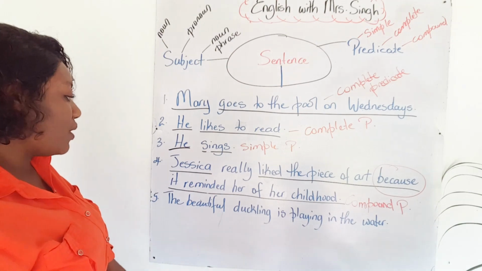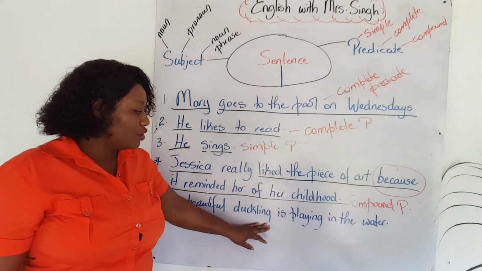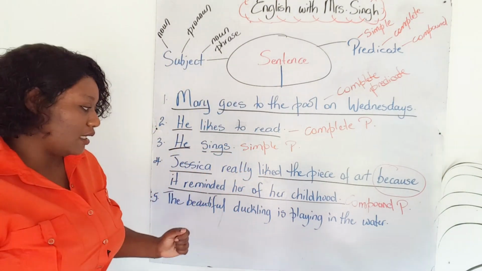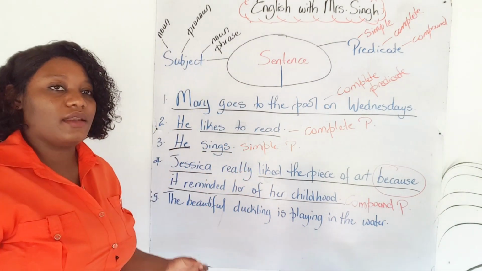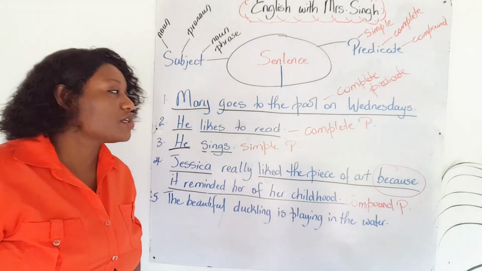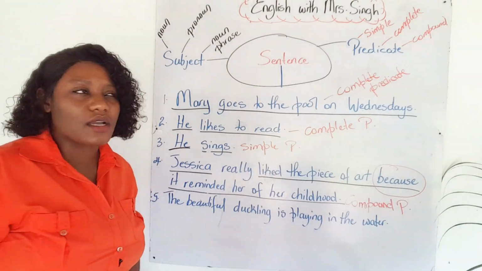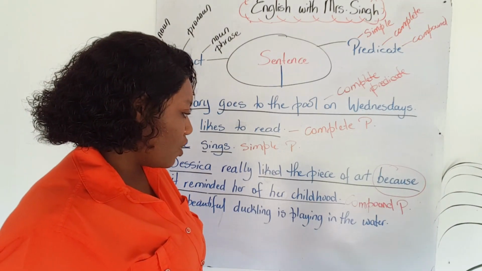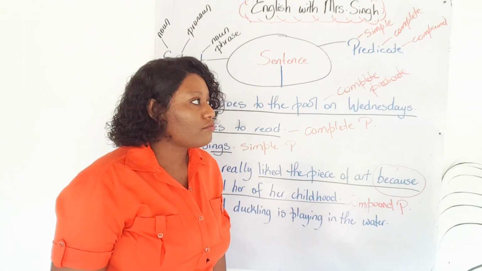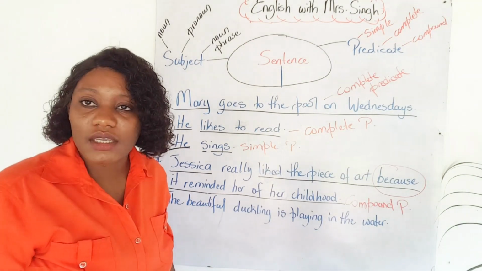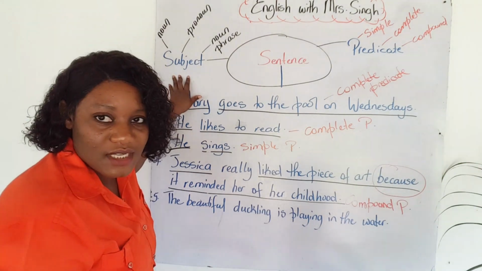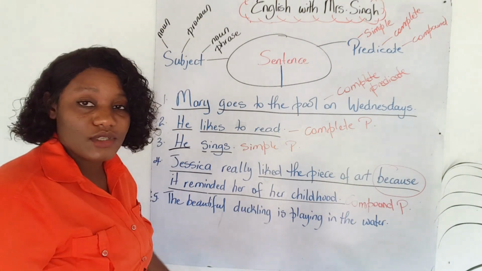That's a compound predicate. The beautiful duckling is playing in the water. Now, where is our subject? What is the sentence talking about? Is the sentence talking about water? Is the sentence talking about playing? No, the sentence is talking about the beautiful duckling. So, our subject in this sentence here is the beautiful duckling.